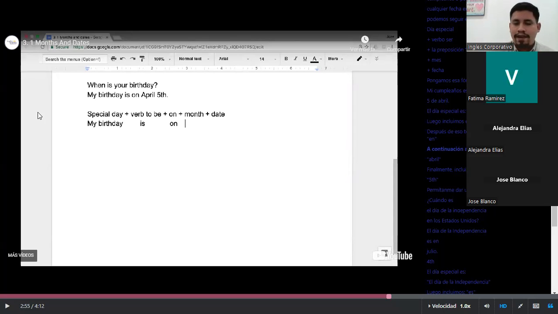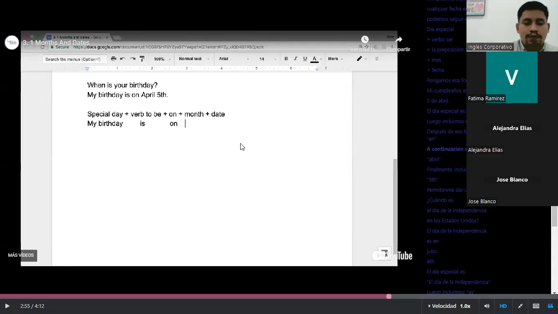Okay, if you check here, most of the questions in this case are answered using this formula. For instance, if I ask you, when is your birthday? When is Independence Day? When is Christmas? Some other questions that we can construct are going to be answered using this structure: the special date plus the verb to be plus the preposition on plus month plus the date.